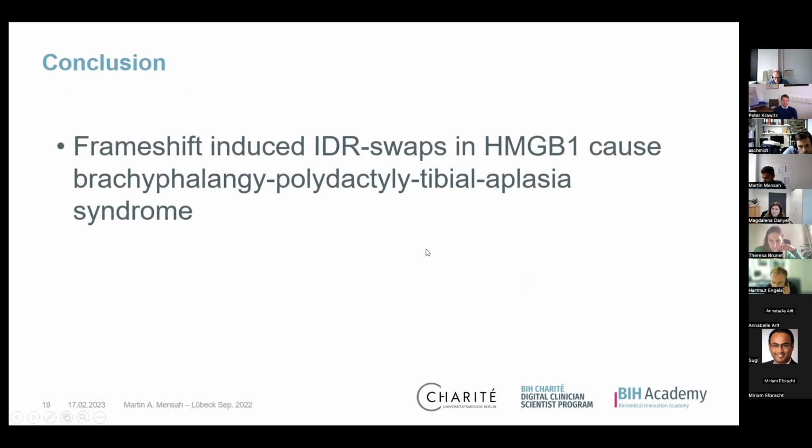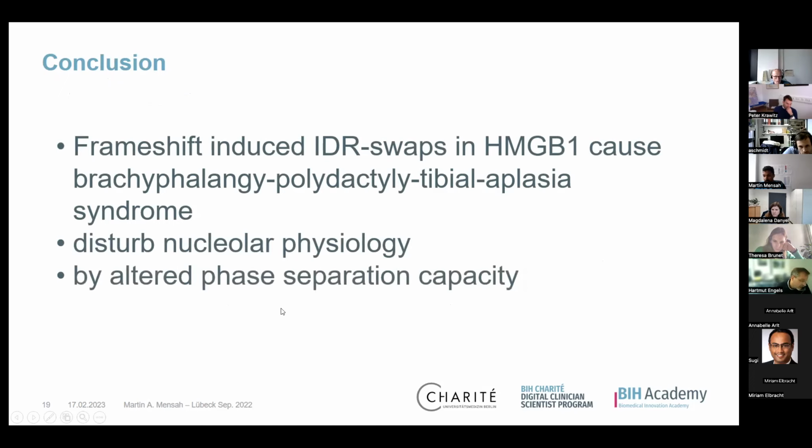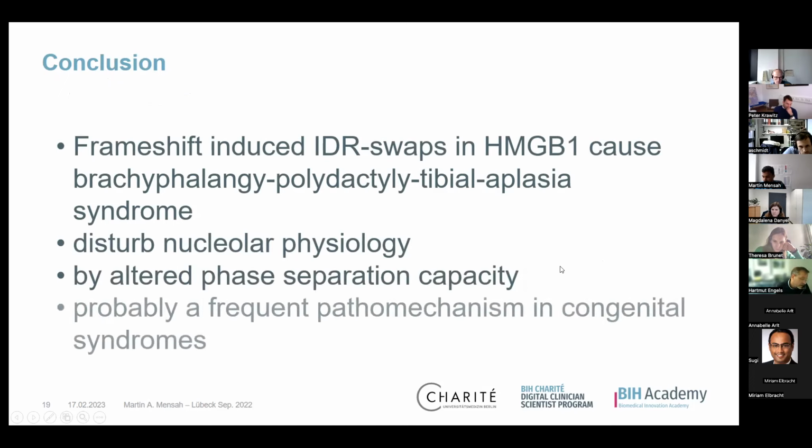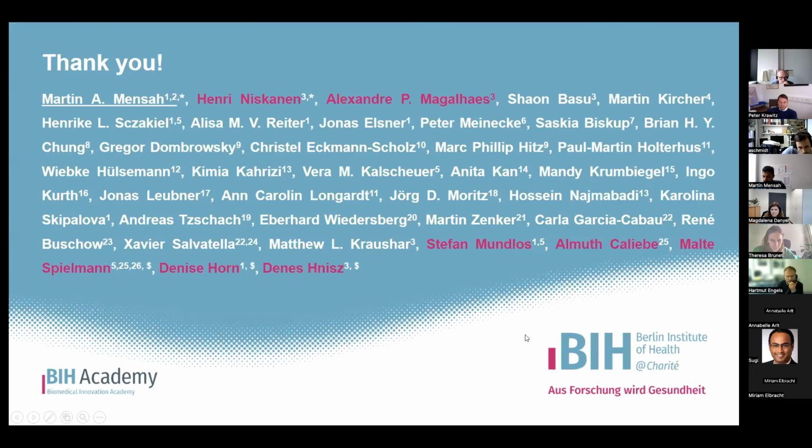So to conclude, frameshift-induced IDR swaps in HMGB1 cause brachyphalangy, polydactyly, tibial aplasia syndrome. They disturb the nucleolar physiology by altered phase separation capacity, and this is probably a frequent pathomechanism in congenital syndromes. If you want to learn more about it, then check our manuscript. And I thank everyone who was involved, because there was a huge collaboration.